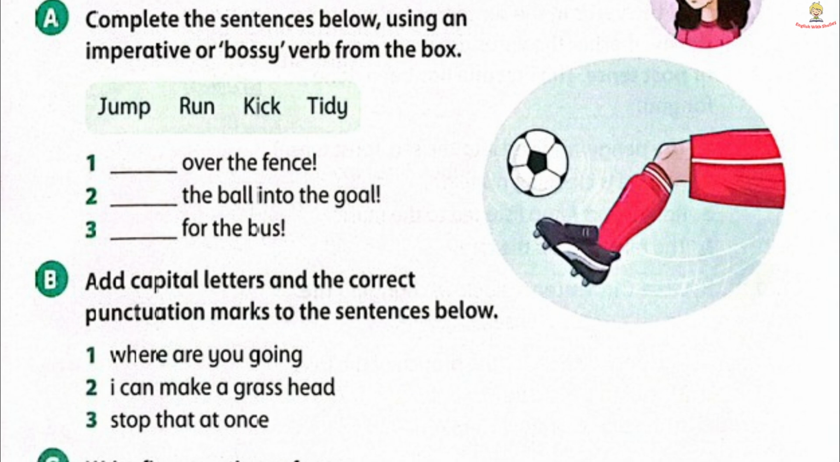Part B. Add capital letters and the correct punctuation mark to the sentences below. So here you capitalize the word and add a punctuation mark. First one is where are you going? This is a question sentence. It starts with the WH family word where. So we capitalize the W and put a question mark at the end. Second one is I can make a grass head. This is a simple statement. So we capitalize the first word I and put a full stop at the end. Last one is stop that at once. This is a command, so we capitalize the letter S and put an exclamation sign at the end.